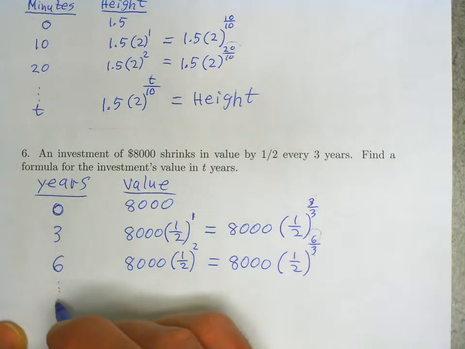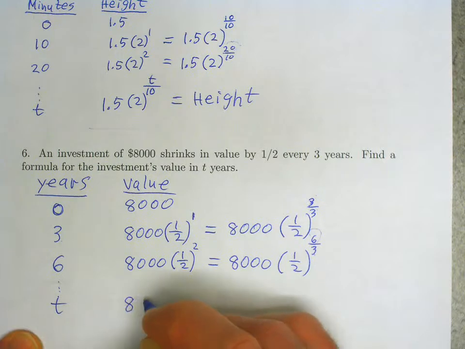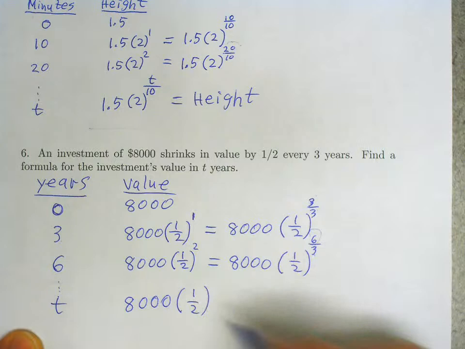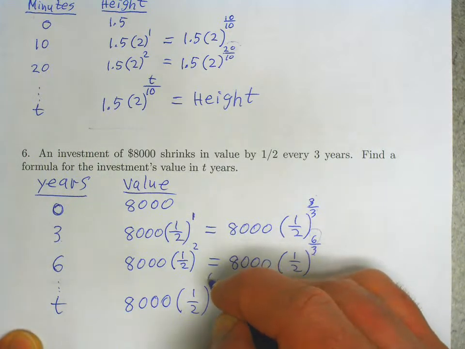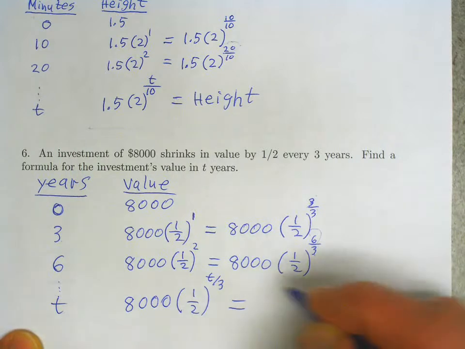Okay, so seeing that pattern, we can write down what the value of the investment is after t years. It's going to be equal to 8,000 times 1/2, and the exponent will be t divided by 3. So that's the value after t years.